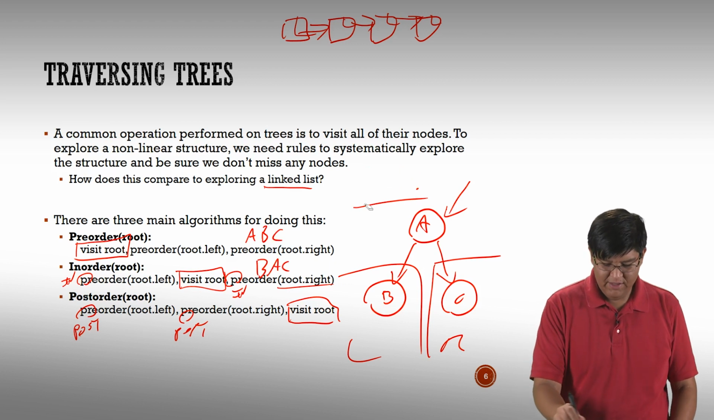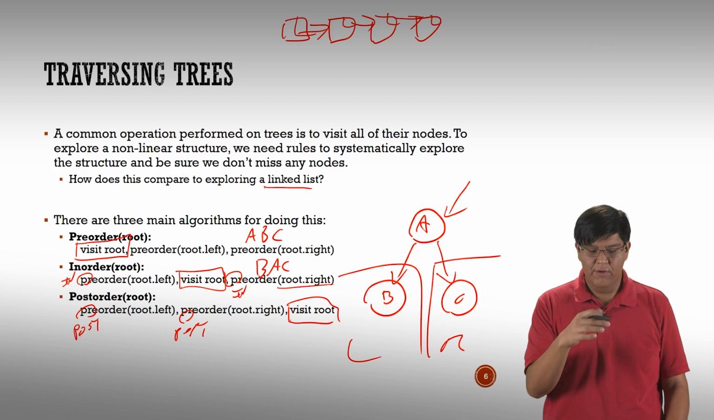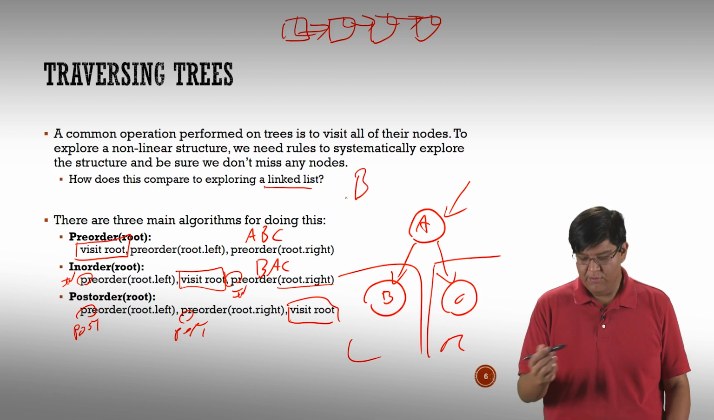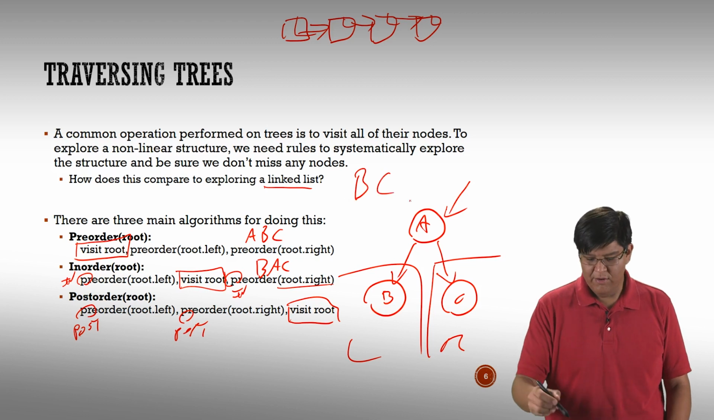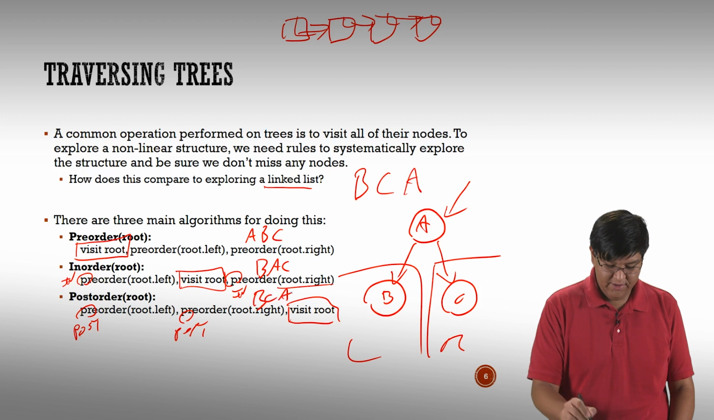The last one there is post-order. Post-order is just saying you print or look at that node last. So I go left first, that leaves me with B. Then I go right, gives me C, and then finally I go to that root node, A. So BCA is the answer there.